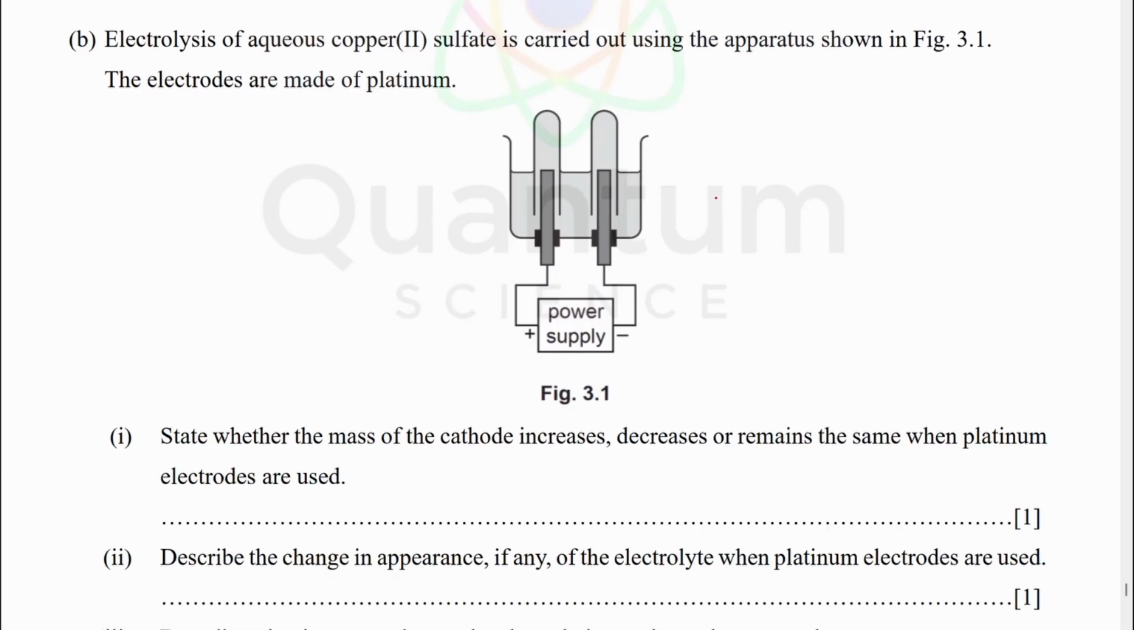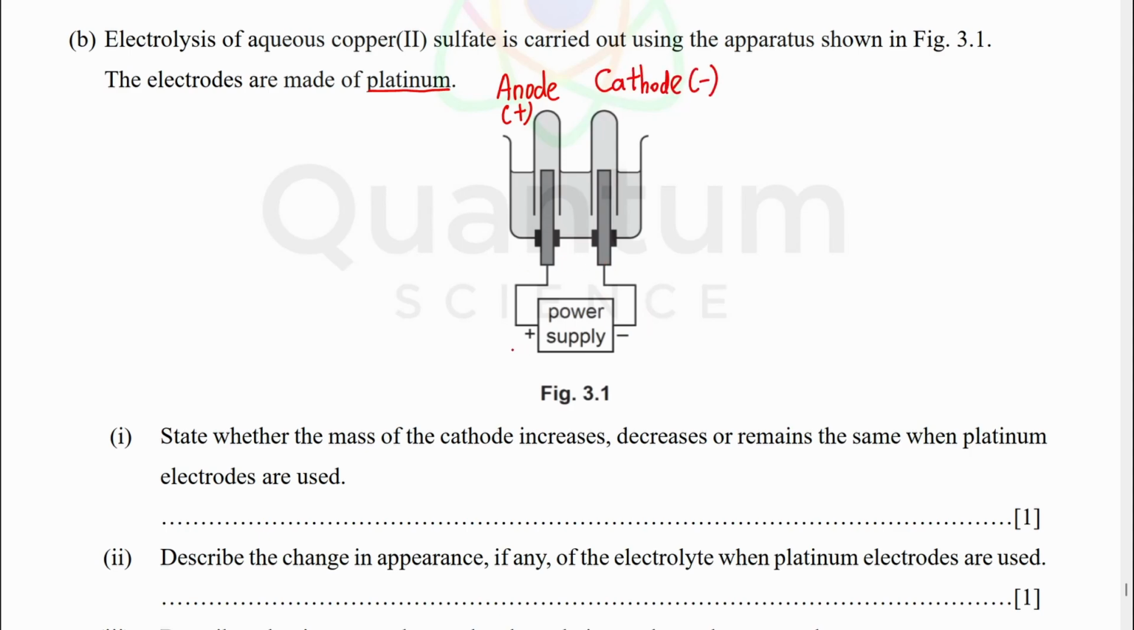Okay, next. Electrolysis of aqueous copper 2 sulfate is carried out using the apparatus shown in figure 3.1. The electrodes are made of platinum. So platinum is an inert electrode, just the same as carbon. So what you need to know here is this is the positive charge and this is the negative. So the positive here will make this electrode the positive electrode, so this is the anode. When it is connected to the negative power supply, this electrode will become the cathode or negative electrode.